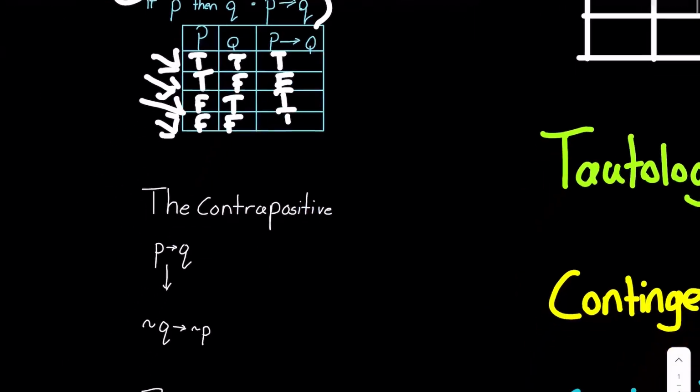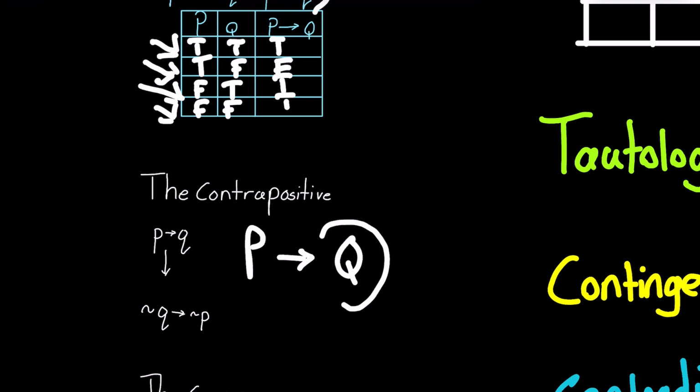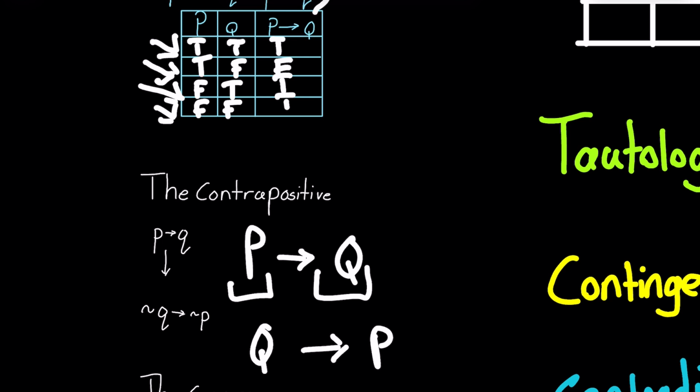Now we're moving on to the contrapositive. So these are just some things that you might need to know. Okay, so the contrapositive is just if we had two propositions and we had P, then Q, the contrapositive is just you flip the order of them, so then you have Q, then P, and then you negate them. So then you negate Q and you negate P. And that's just a contrapositive.